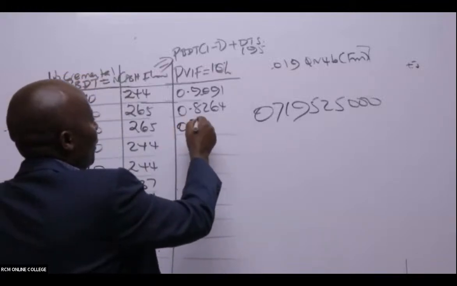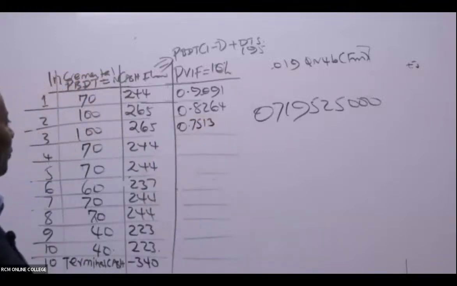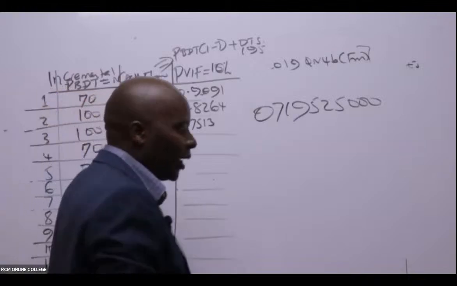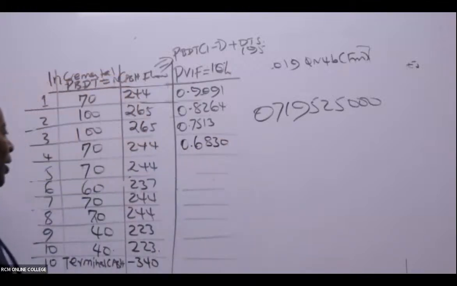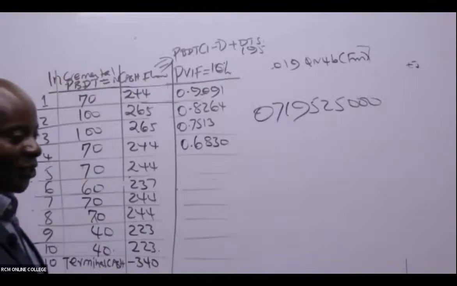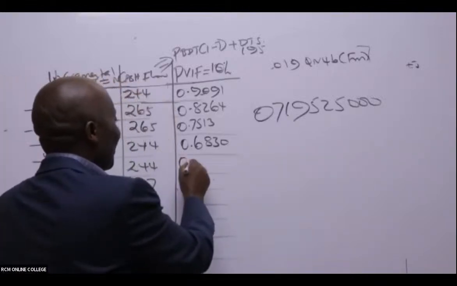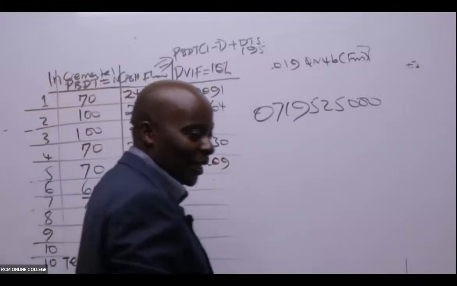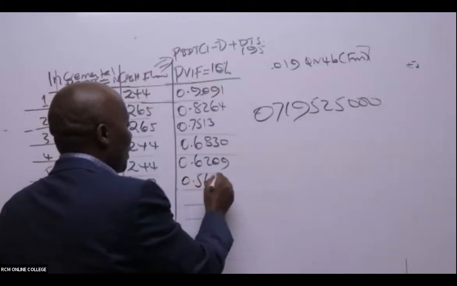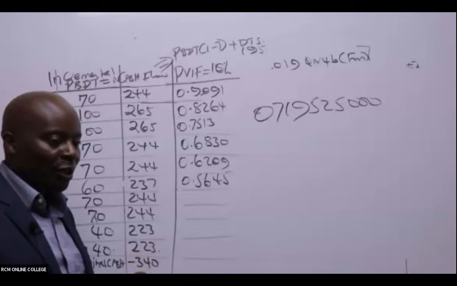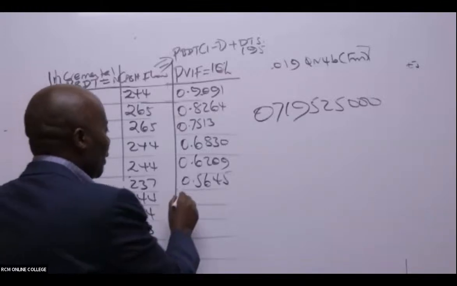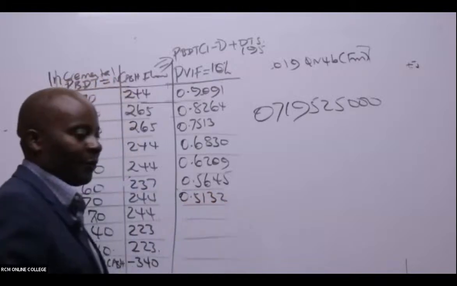Year three, 0.7513. Year four, 0.6830. Year number five, 0.6209. Then 0.5645. Thank you so much. Then 0.5132. Yes.